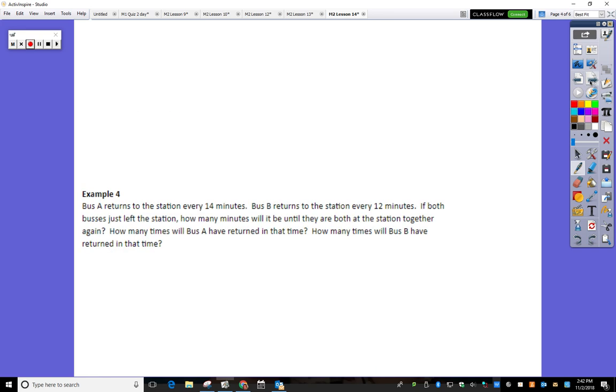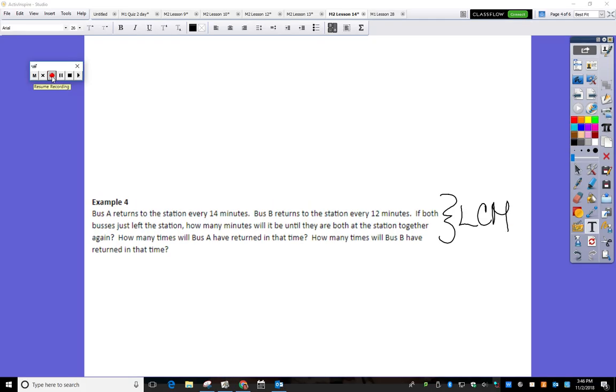Okay, so then we have some word problem examples. This says bus A returns to the station every 14 minutes. Bus B returns to the station every 12 minutes. If both buses just left the station, how many minutes will it be until they are both at the station together again? How many times will bus A have returned in that time? How many times will bus B have returned in that time? When you have a problem like this, this happens this often, this happens this often, how long will it be until it happens together again? This is a typical LCM problem.